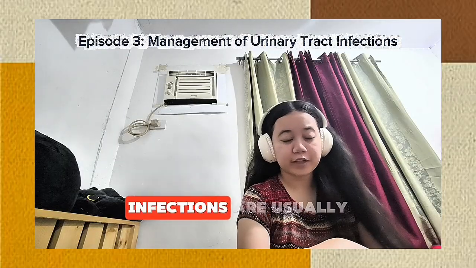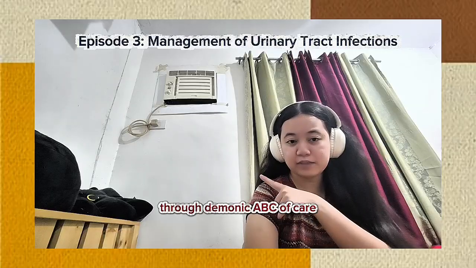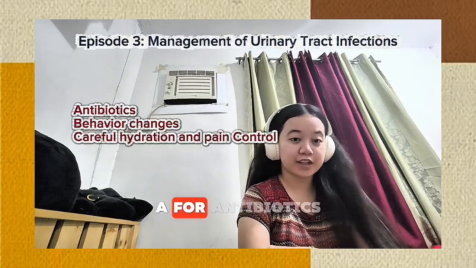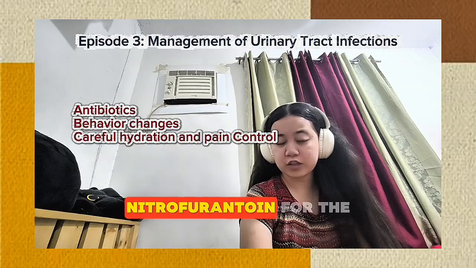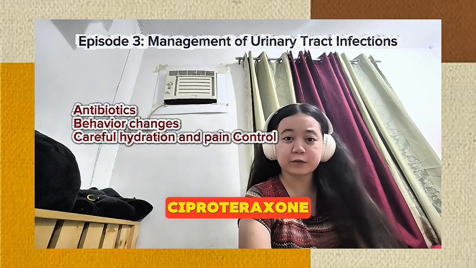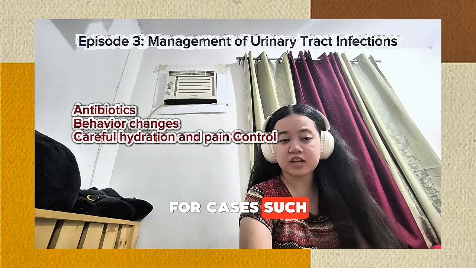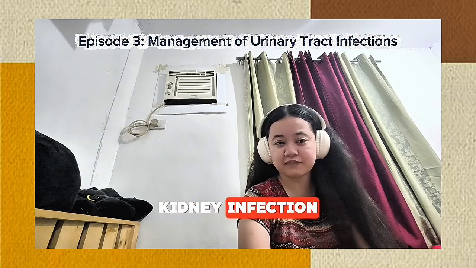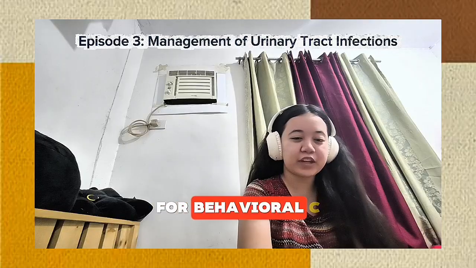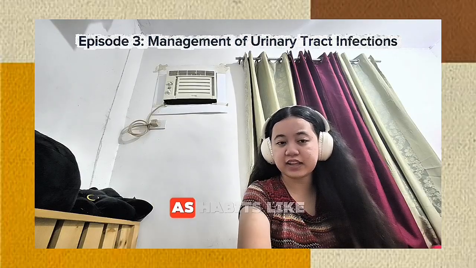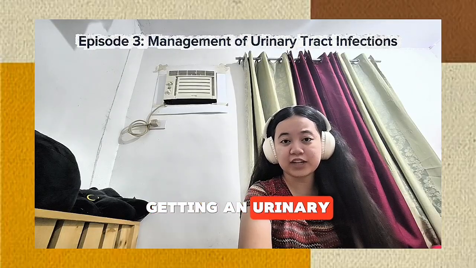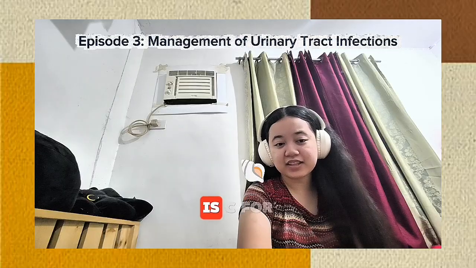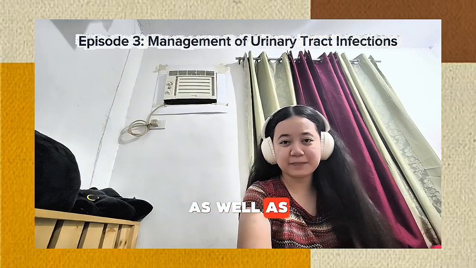Urinary tract infections are usually managed through the mnemonic ABC of care, starting off with A for antibiotics, which are the primary treatment for this infection. Here we have nitrofurantoin for the bladder and ciprofloxacin or ceftriaxone for cases such as pyelonephritis or kidney infection. The next letter in the mnemonic is B for behavioral changes. These are key interventions, as habits like wiping front to back and urinating after sexual activity can help lessen the chances of getting a urinary tract infection. The last letter is C for careful hydration as well as pain control.